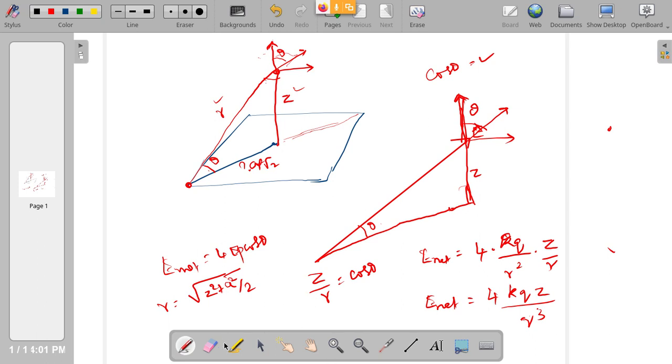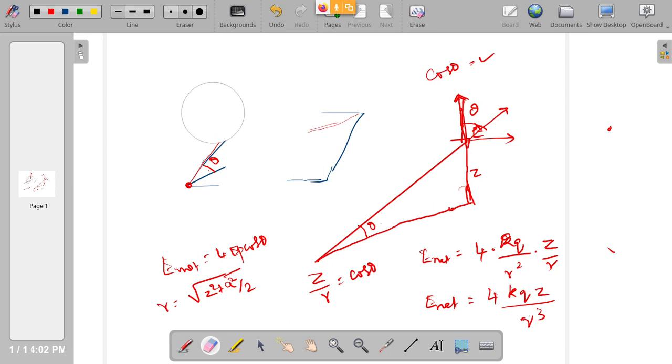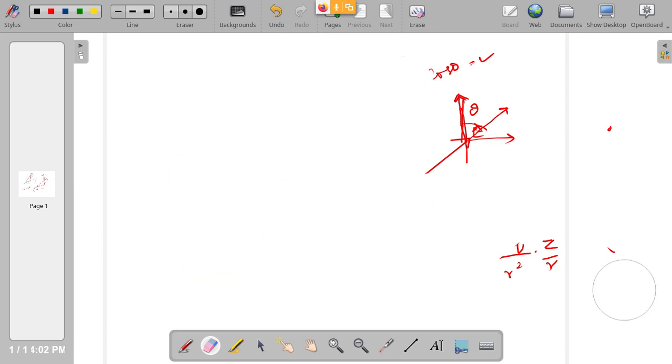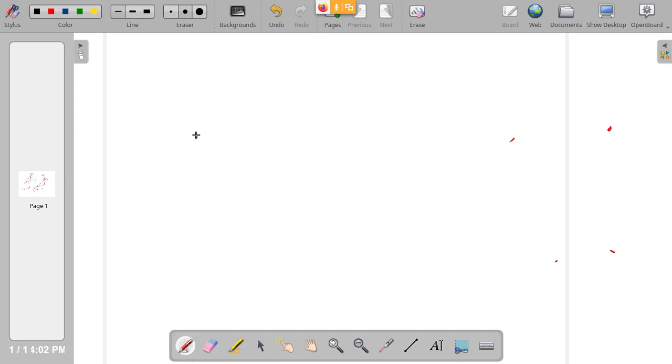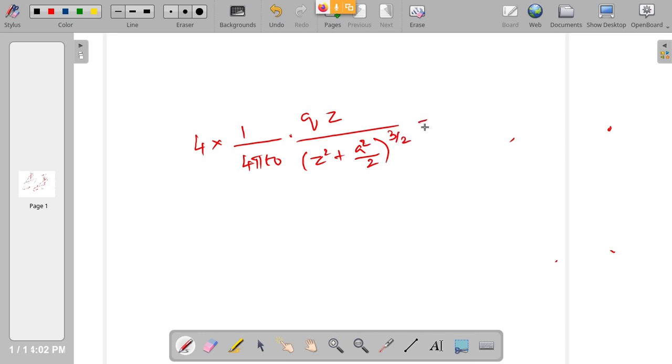So the net electric field is going to be 4KQ, or K you can also write as 1 by 4 pi epsilon naught. So basically it is going to be 4 into 1 by 4 pi epsilon naught. You can cancel the 4 and 4. Charge is going to be there, Z is there, and the denominator is (Z square plus A square by 2) whole power 3 by 2. This is the net electric field.